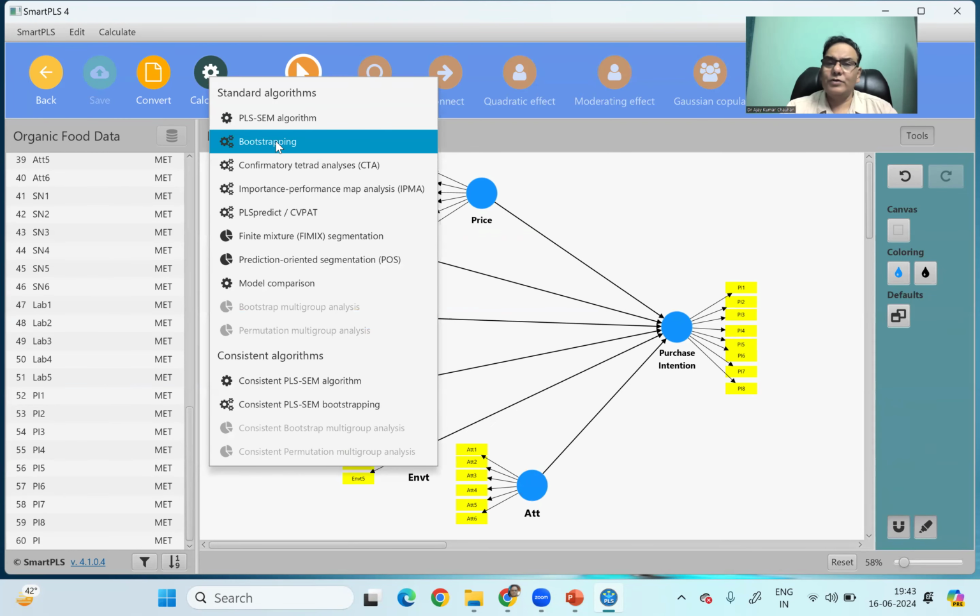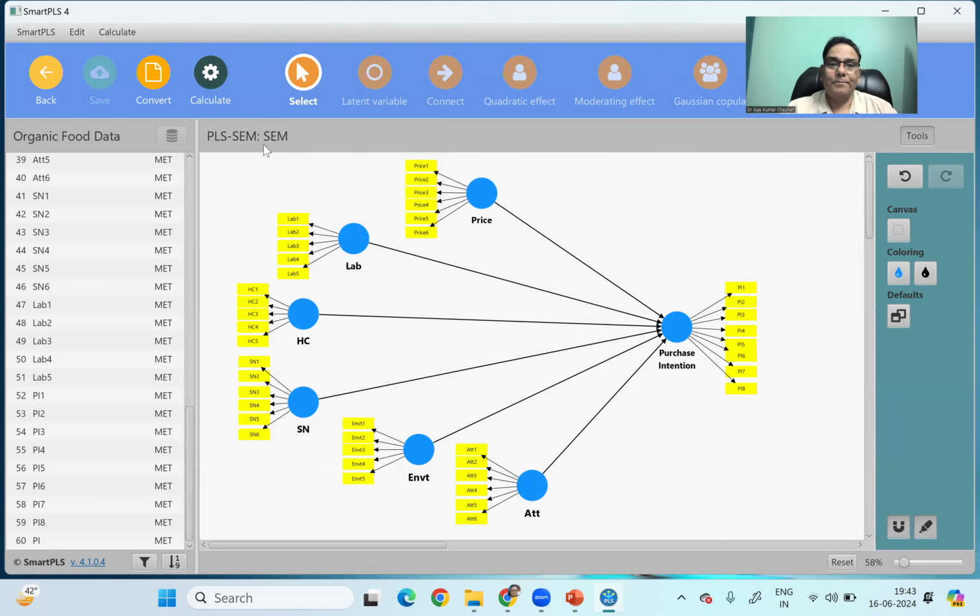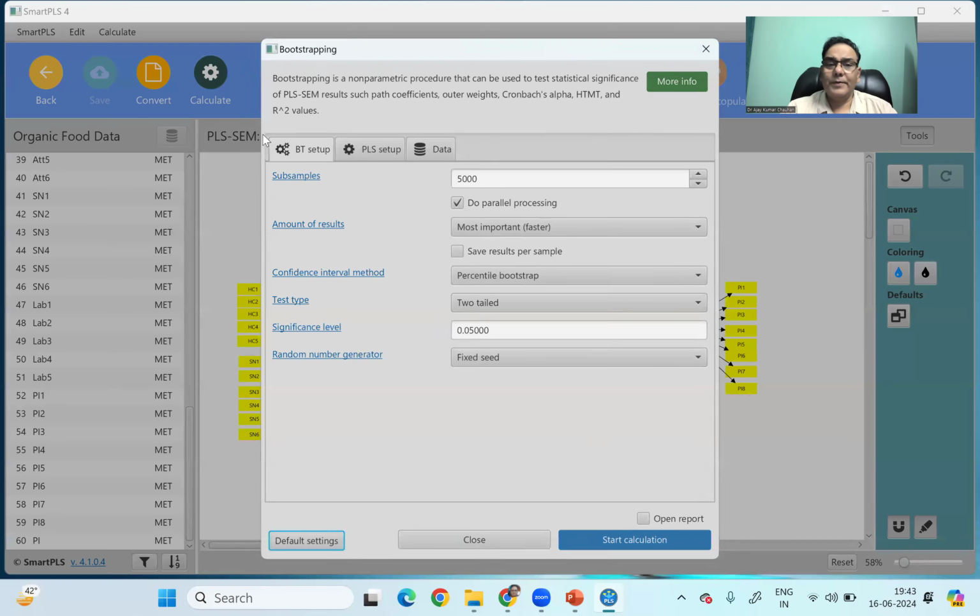Calculate. Now bootstrapping. So we have to learn the bootstrapping procedure. Bootstrapping is the only technique available in SmartPLS for hypothesis testing. किसी और मेथड से hypothesis testing मत करना. ये अकेला मेथड है. It is the only method for hypothesis testing. For SEM only. So we go for bootstrapping.